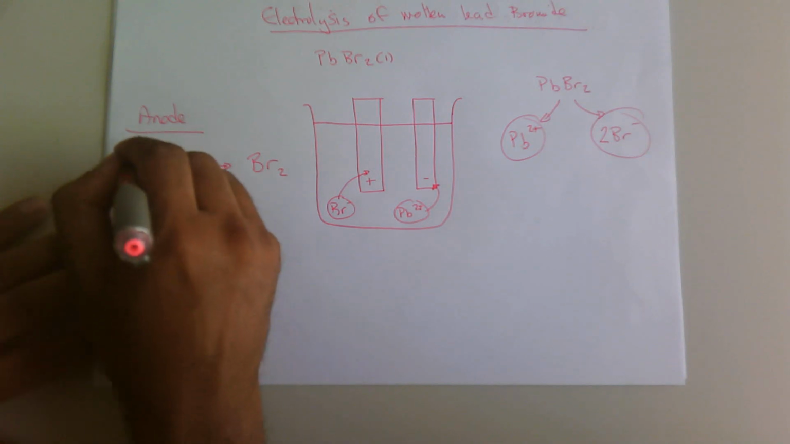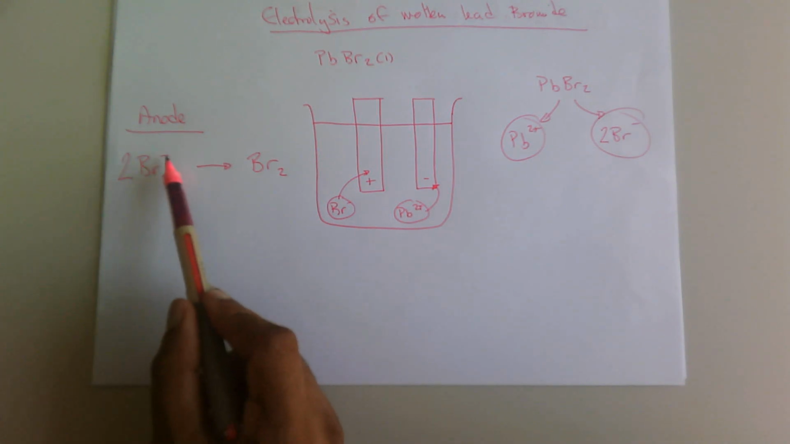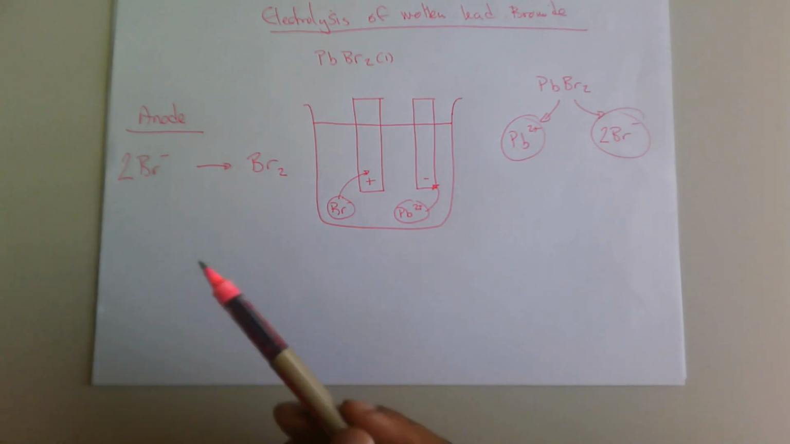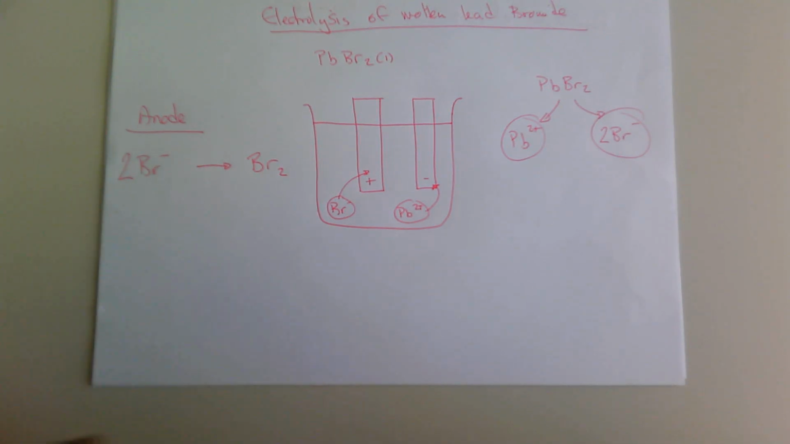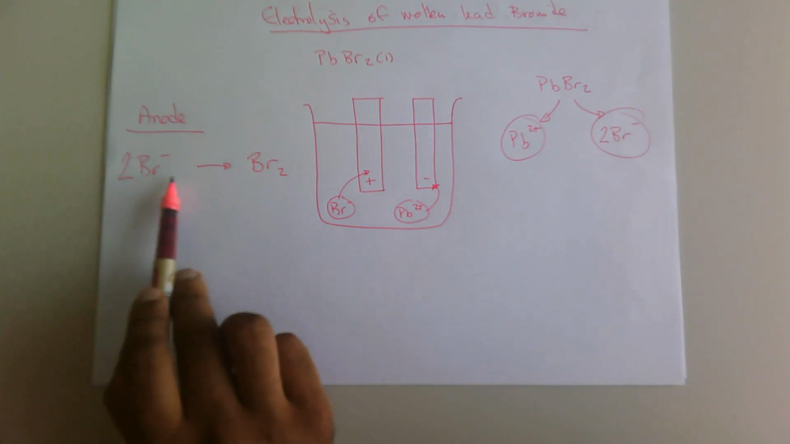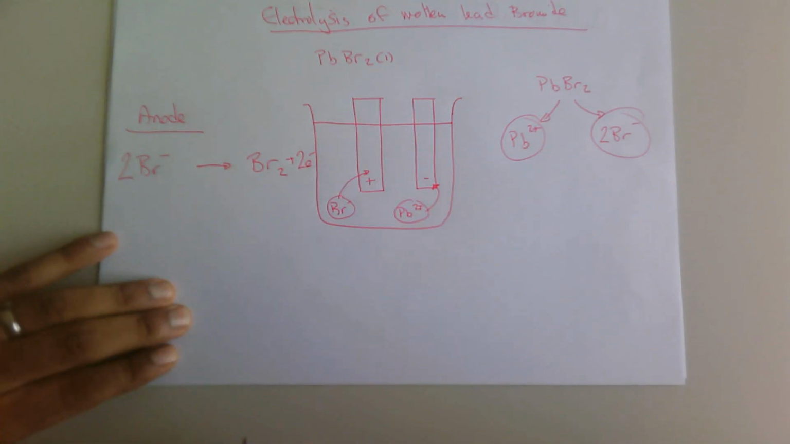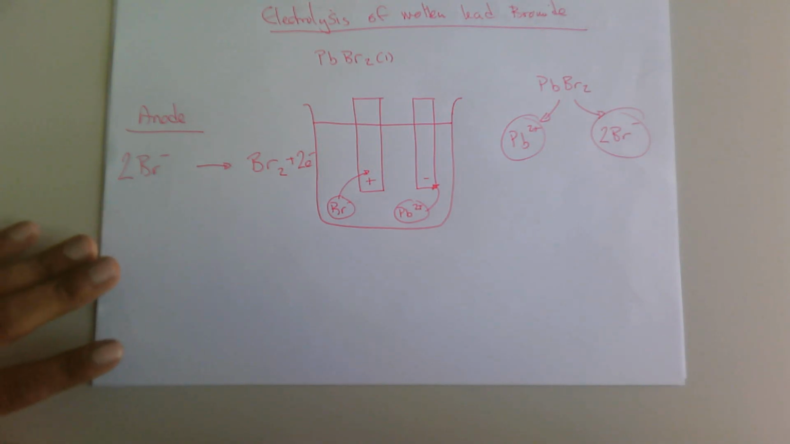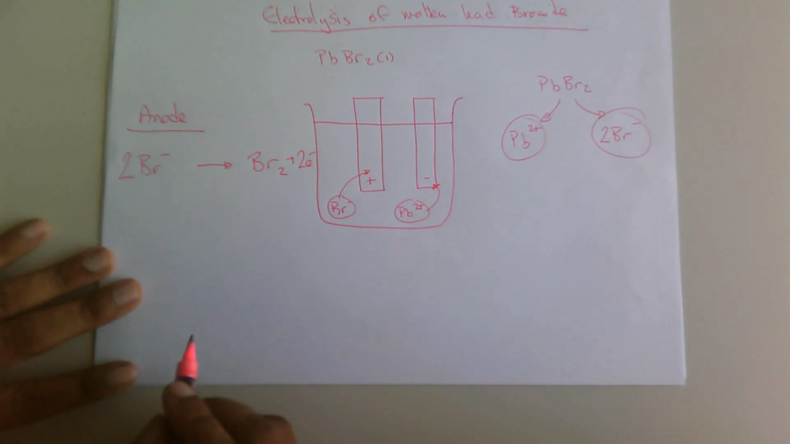First of all, you'll obviously need two lots of those Br- ions, and Br- means it's got an extra electron, and because there's two Br-, that means in total you'll have two extra electrons. So to make it bromine, you'll have to lose these two extra electrons, and you'll end up with the loss of two electrons, which is 2Br- → Br2 + 2e-. So that's what's happening at the anode.